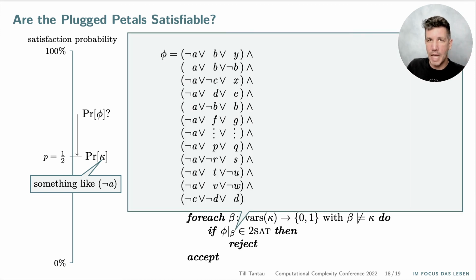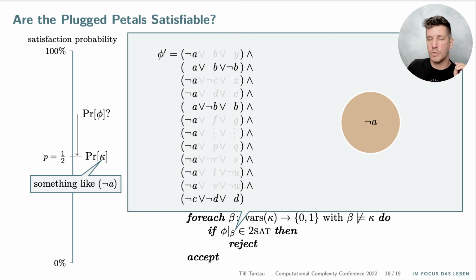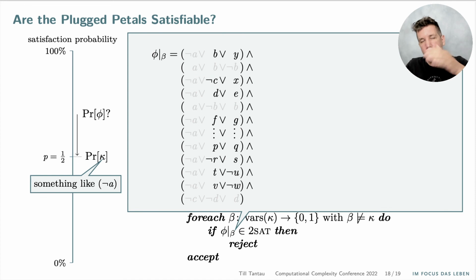because then you've found another satisfying assignment. Just to give you an example of how that works: you have a 3-CNF formula, you do your thing with the sunflower plugging, and you plug them away, and then what remains, that's kappa. And here we have this not A, this is going to be our kernel, and then we look at assignments that make this kappa not true. That would be assigning, for instance, A to true. And then what remains, that phi restricted to beta, is a 2-CNF formula. It's no coincidence, because kappa will always contain a clause that has at least one literal, so what remains can be at most two literals.